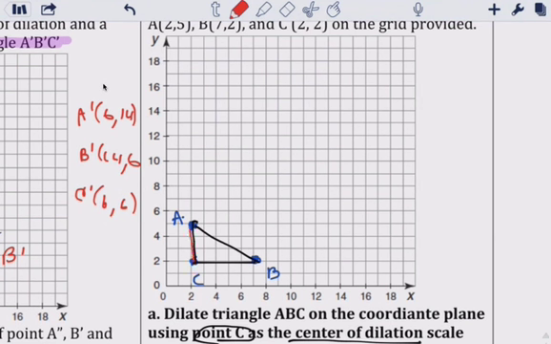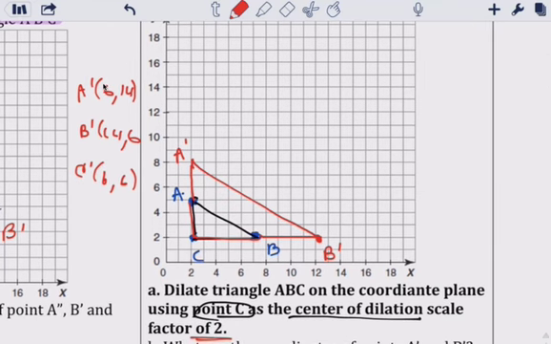This is 1 whole, 2. A prime, 1 whole, 2 wholes, B prime, like that. That's it. You got your 2 triangles, the black one and the red one. What are the coordinates for A prime? A prime is (2, 8), and B prime is (12, 2).